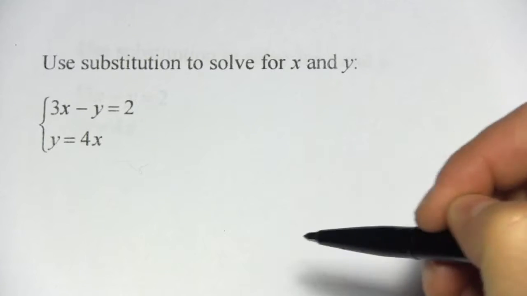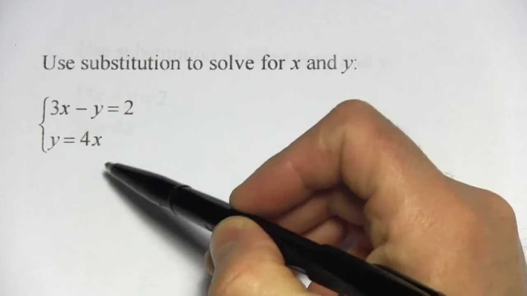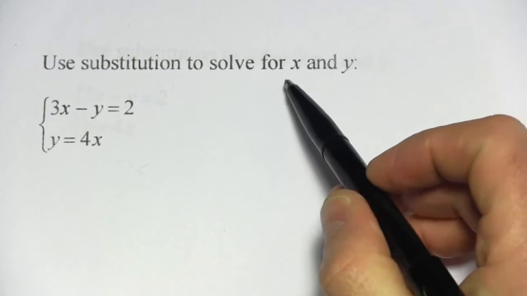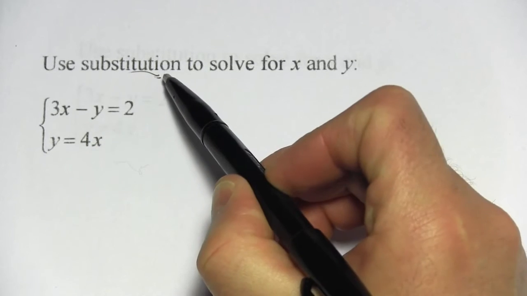In these problems, we're being asked to solve a system of two equations. So it's two equations with two variables, and we want to solve for both x and y. And we're being asked to use the substitution method.